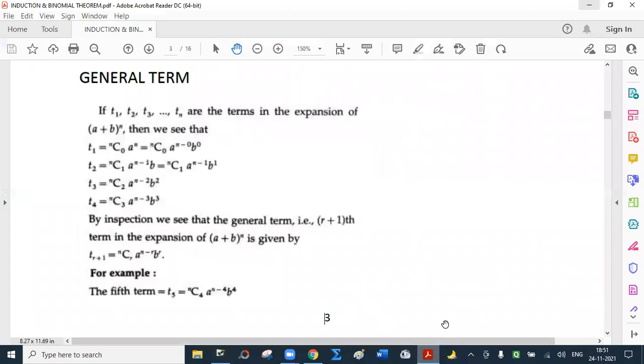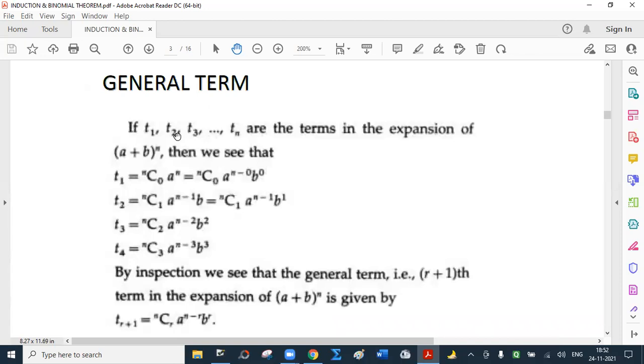Now we discuss the general term in the expansion, because in many cases we are required to find only one particular term. For example, in the expansion of say (2x plus 7) raised to 13, if we are asked to find the 10th term, are we supposed to write the first 9 terms also? It is not required, because only one particular term is asked, that is why we obtain the general term in the expansion. This is not at all difficult.